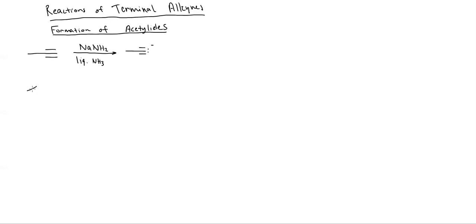So let's not harp on this too much, but let's take a look at another example here. We can look at NaNH2 in liquid ammonia with this terminal alkyne. And again, all it does is just get a negative charge and a lone pair right there. So now what I can do is take these acetylides and do things with them, because this is negatively charged. They're good nucleophiles and good bases. So I can do SN2 or I can do E2 with acetylides.